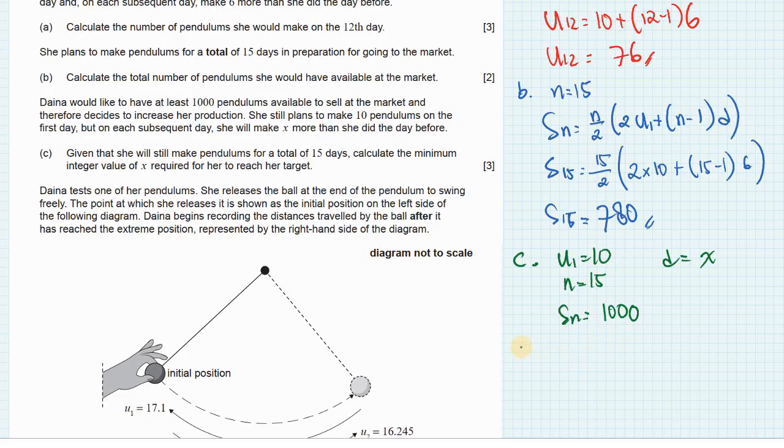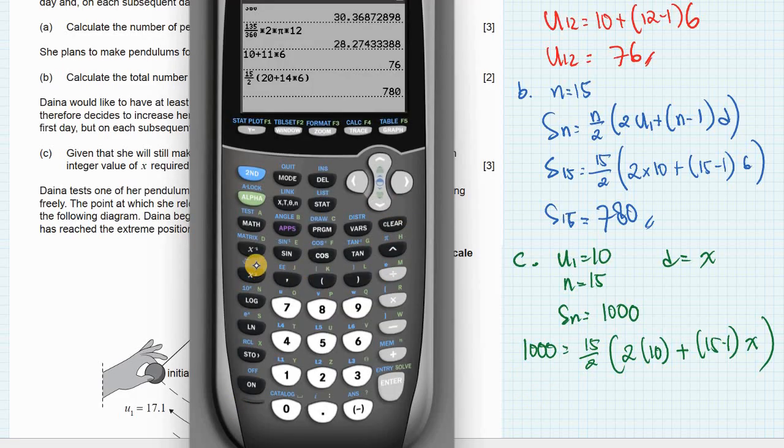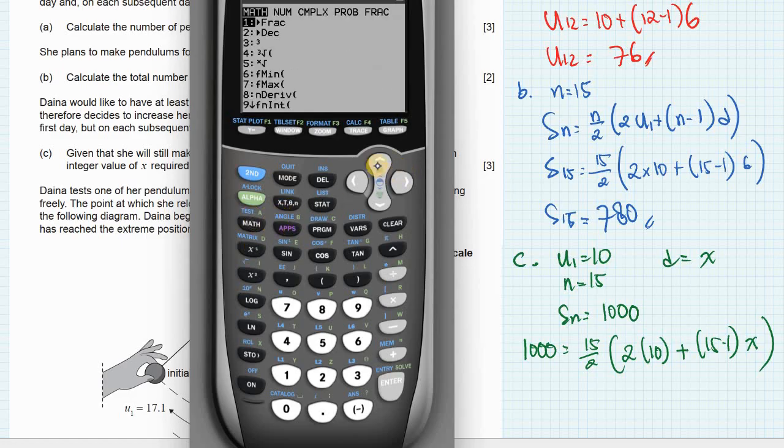So 1000 equals n divided by 2, the n is 15 divided by 2, times 2 times U1, 2 times 10, plus 15 minus 1 times the difference, which is x. Now this has become algebraic manipulation. Actually, you can use the calculator: go to math, and then you can use solver. You can just calculate it algebraically.